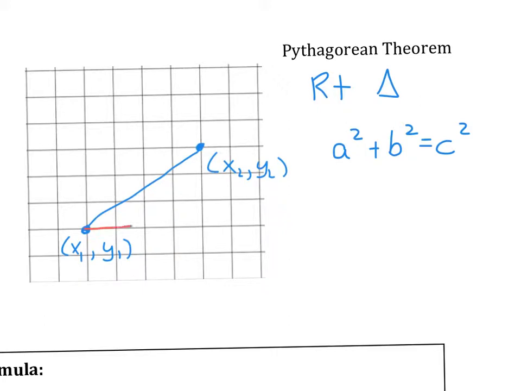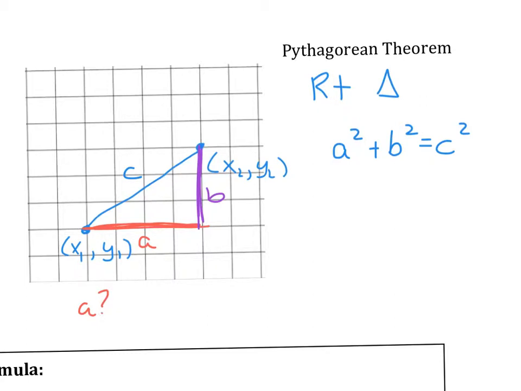Well, let's see here. I have a horizontal component all the way across, and then I also have a vertical component right here. So now if I draw that, oh look, I have a right triangle. This is my side A. This is my side B, and my hypotenuse is my side C. All right, so now the question is, how do I find out what A is, and then how do I find out what B is? Well, it's a matter of counting, right?